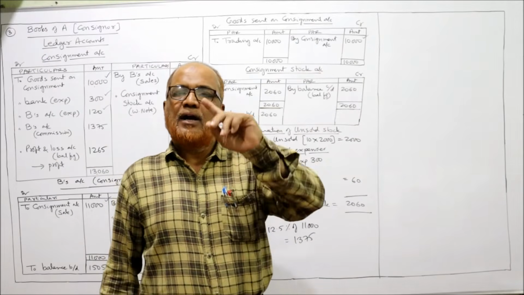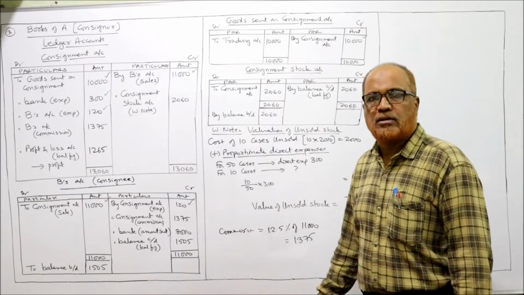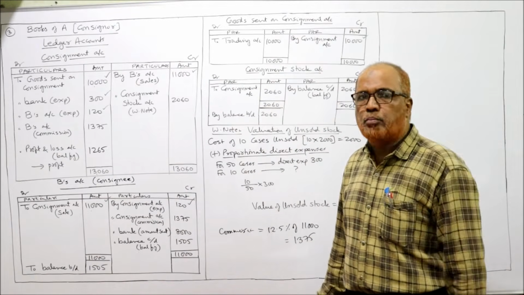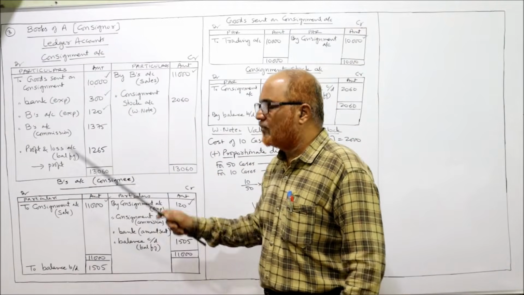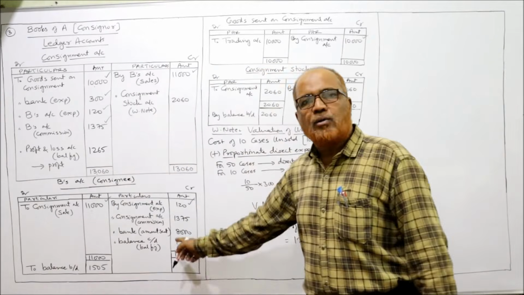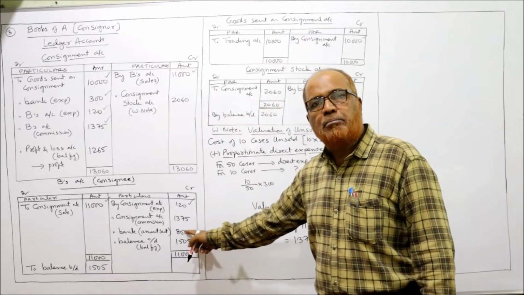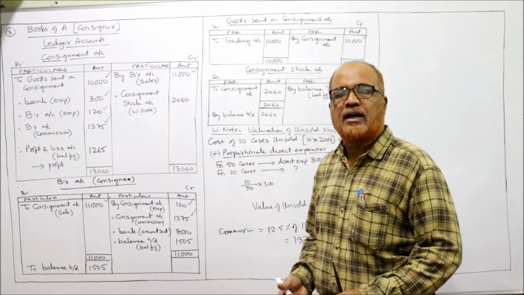So entry will be consignment account debit to B's account. So consignment account is debited to B's account. Commission 1375. And B's account is credited by consignment commission. By consignment commission 1375. Right?